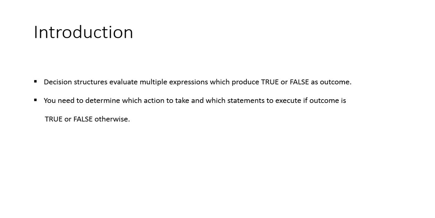If it returns true, it means that the expressions that we want to execute after the true value will be executed. And if that decision statement returns false, we will not execute those instructions. In place of them, we will execute some other instructions. What we have found in the next line is that you need to determine which action to take and which statements to execute, if the outcome is true or false otherwise. What I just told you is which statements you have to execute if the outcome is true and which to execute if the outcome is false.